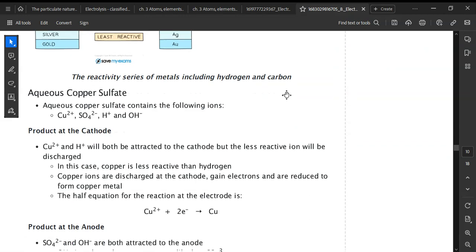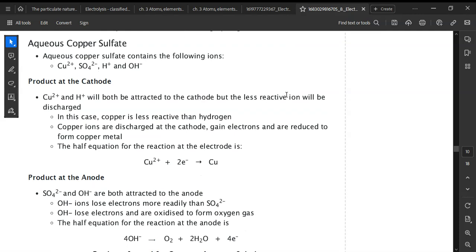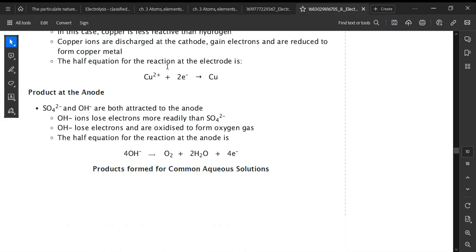Okay, so for aqueous copper sulfate, the aqueous copper sulfate contains the following ions: copper, sulfate, hydrogen, and hydroxide. At the cathode, copper and hydrogen will both be attracted to the cathode, but the less reactive ion will be discharged. In this case, copper is less reactive than hydrogen. Copper ions are discharged at the cathode, gain electrons, and are reduced to form copper metal. The half equation for the reaction at the electrode is Cu2+ plus 2 electrons gives you copper metal.